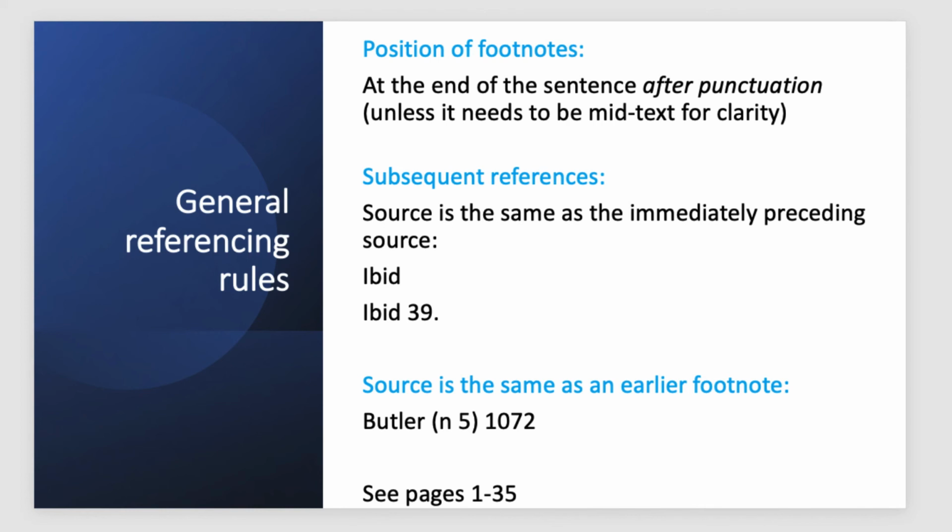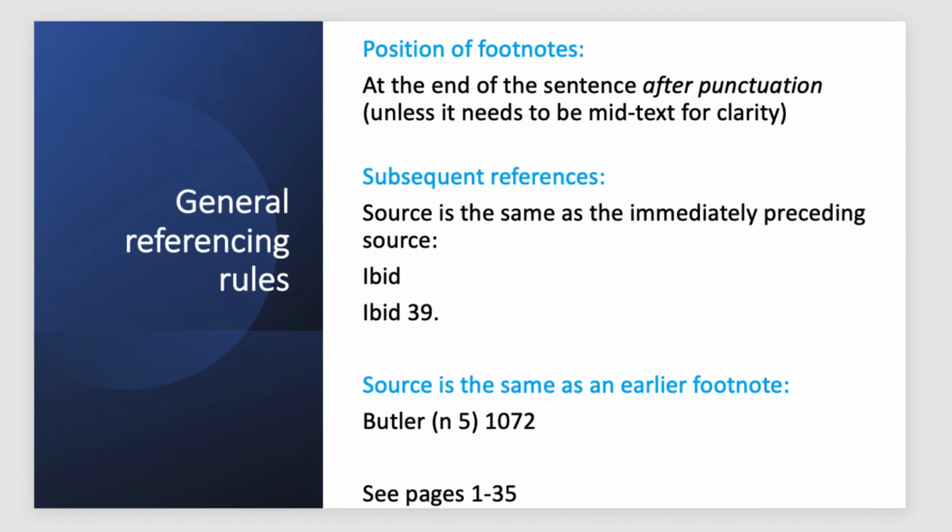The first is that footnotes should always follow any punctuation. Usually, a footnote should appear at the end of the sentence after the full stop. However, if for clarity you need to place the footnote somewhere else within the sentence, then please do so. For example, if you had 2 quotes in the same sentence, you would need a footnote next to each quote so that the reader can understand which reference relates to which quote. Otherwise, it would get confusing having it all at the end of the sentence.